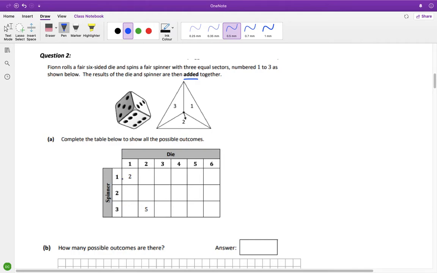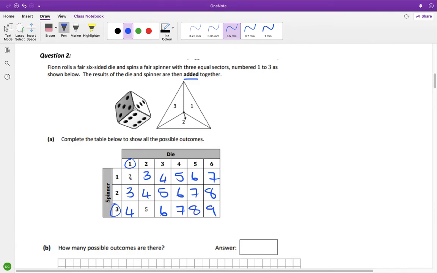Complete the table. So if he gets a 1 on the dice and a 1 on the spinner, he has 2. 2 and 1 makes 3. 3 and 1 is 4. 5, 6, 7. Down here we're talking about a 1 and a 2, so that's 3. And it'll just get bigger from there. 6, 7, 8. Here we're talking about a 1 and a 3, which makes 4, 5, 6, 7, 8, 9.